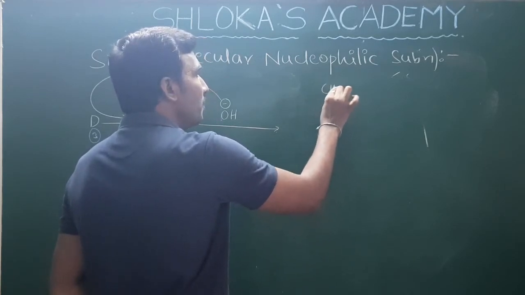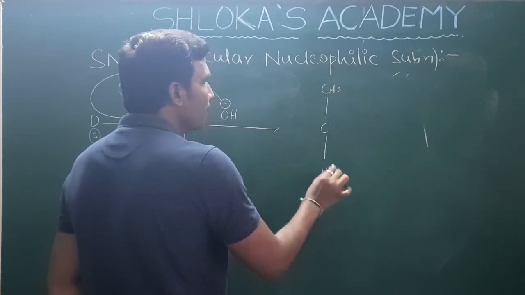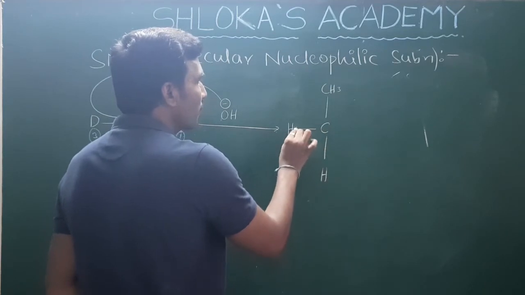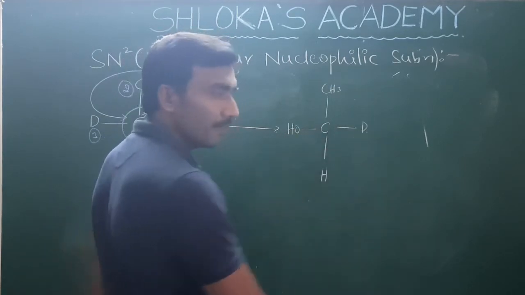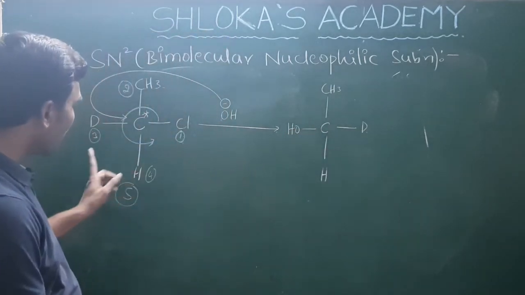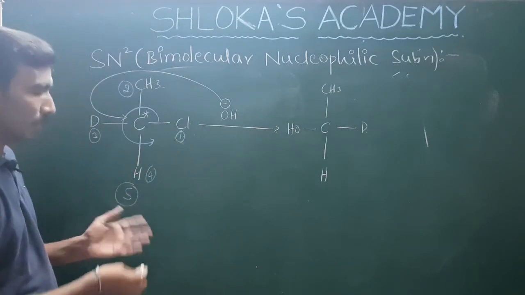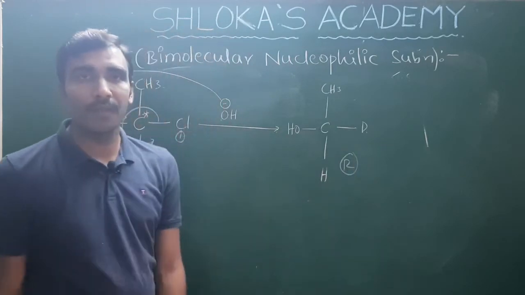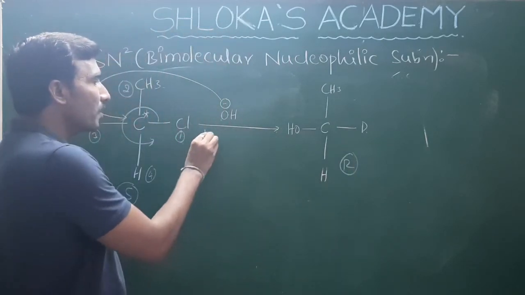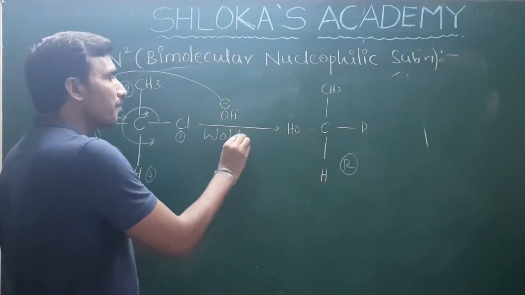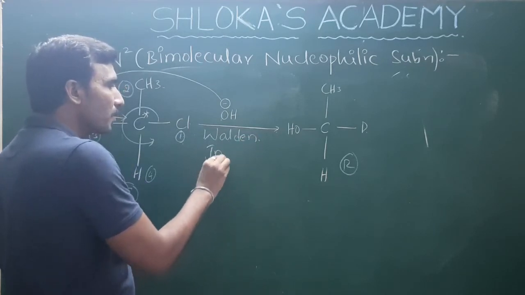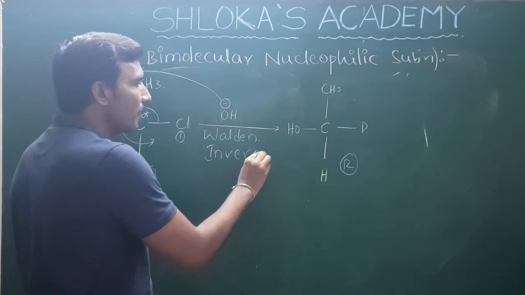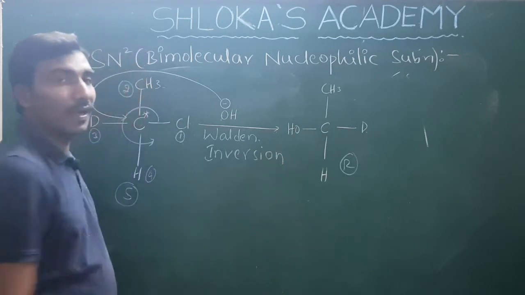So that will give us no change in the top group and bottom group. Here I will get OH and here I will get D. Initially I started with S configuration, and it results in the formation of R configuration. So it is called Walden inversion. As the scientist Walden discovered this, it is called Walden inversion.